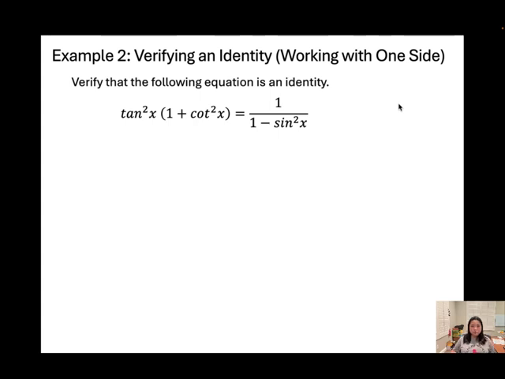Okay, example 2. Verify that the following equation is an identity. So this one, I will start with the left-hand side because the left-hand side is much more complicated than the right-hand side here. Can you guys try to think about it? How can you make it look like 1 over 1 minus sine squared x?